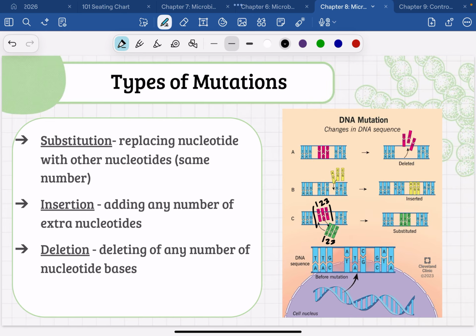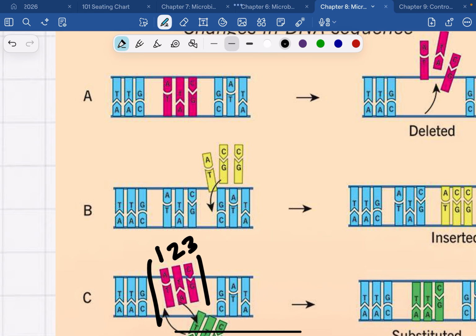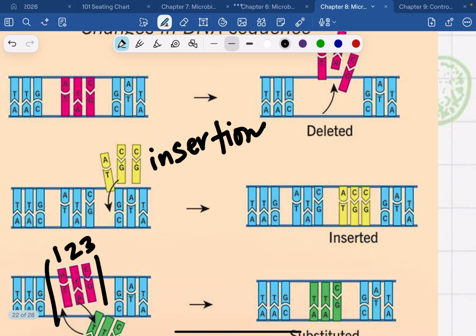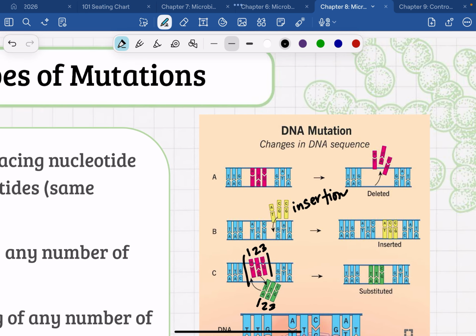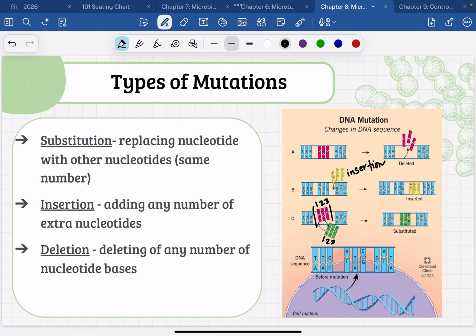And then insertion and deletion, again, are exactly what they sound like. Insertion is adding any number of extra nucleotides. So this is an insertion right here. You're adding these yellow nucleotides. And again, this can be any number. It can be 1, 2, 3, 10, 50, 1,000. It could be any number of nucleotides. But you're just inserting them. You're adding them in. Insertion.